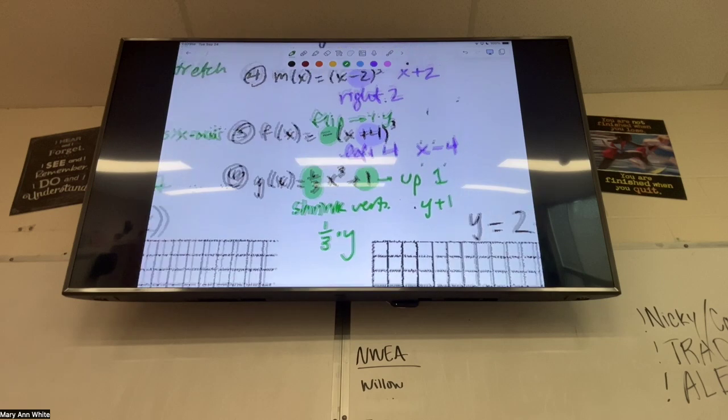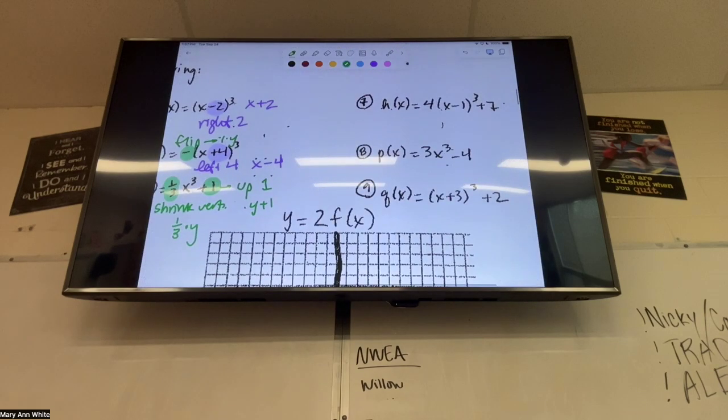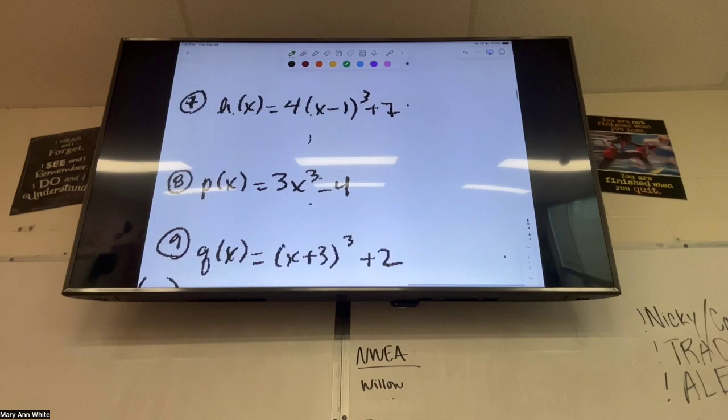All right, can we look at the last 3? Number 7, there's a lot going on here. The 1, what does that affect? My x or my y? X. What does it do? Right 1. So it's like going x plus 1. What about the 4? It's a vertical stretch, 4 times all my y's.